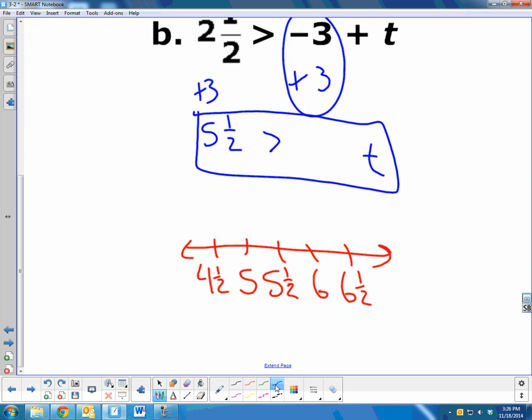It says that 5.5 is greater than t, which means that all my solutions t have to be less than 5.5, which means that my arrow is going to go that way, and we have an open circle for 5.5. So look at what you did, make sure it matches with what I did, or at least you ended up with the final solution being the same and your graph being the same.